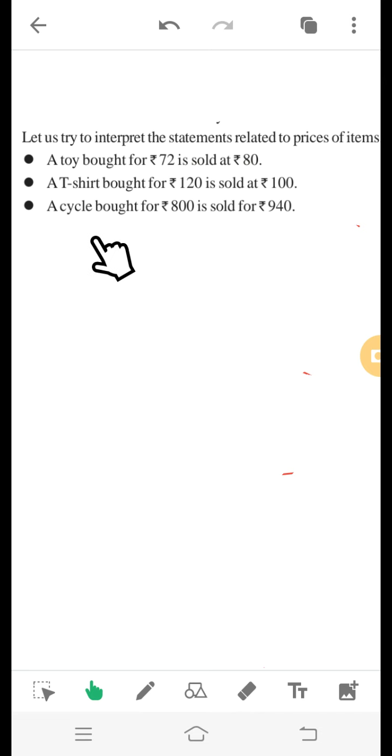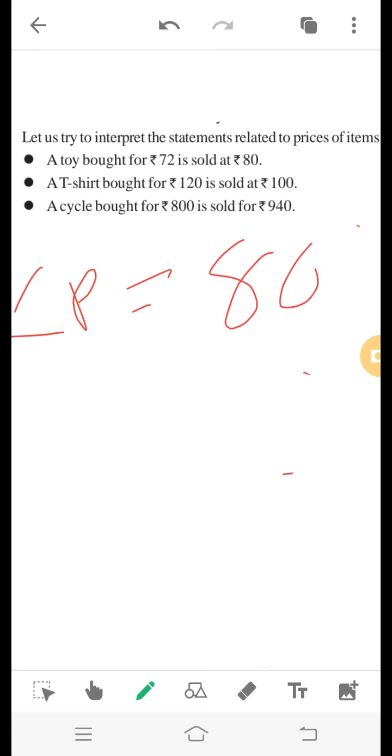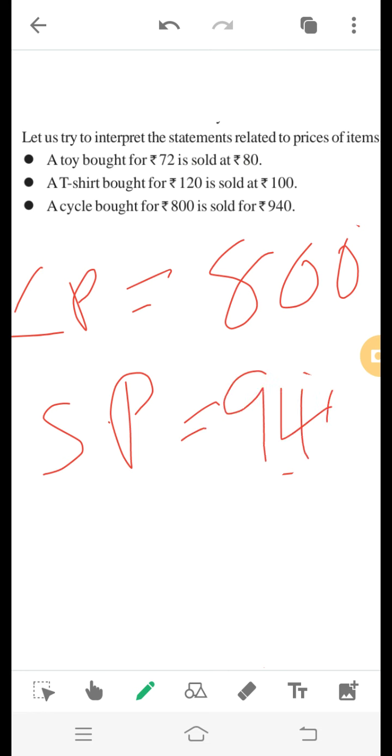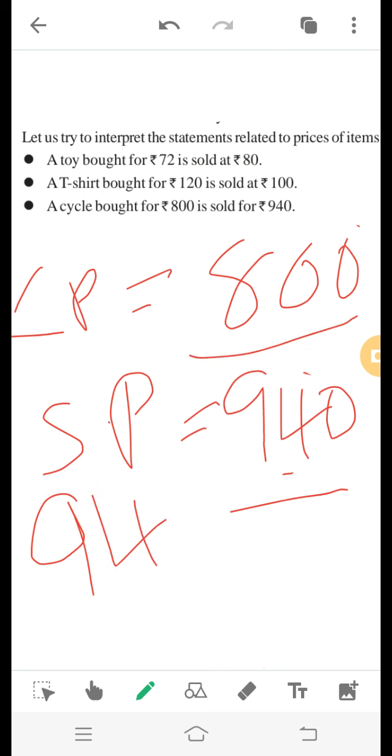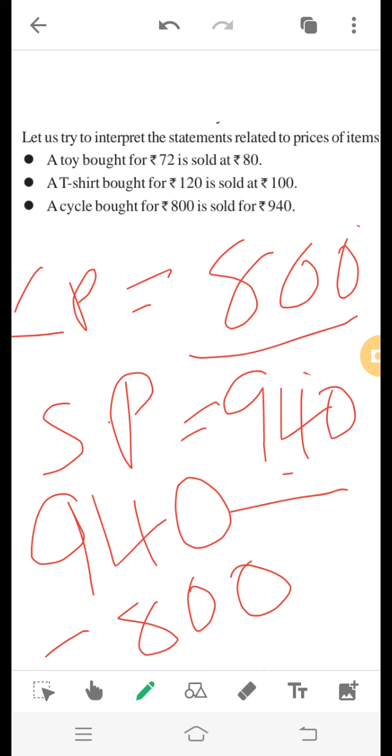Another one, a cycle bought for rupees 800 is sold for rupees 940. Here cost price is equal to 800. Selling price is equal to 940. Here selling price is greater than the cost price, so here it's a profit. Now do the subtraction, selling price minus cost price. 940 minus 800 is 140, that is the profit.